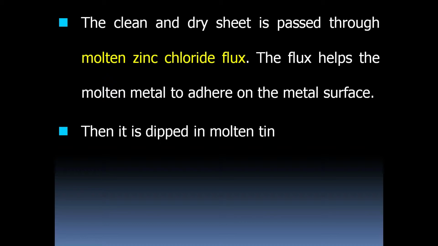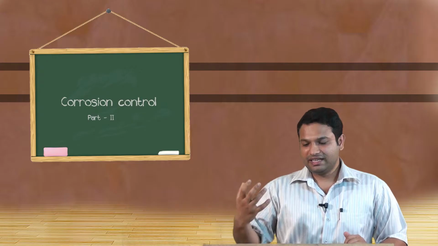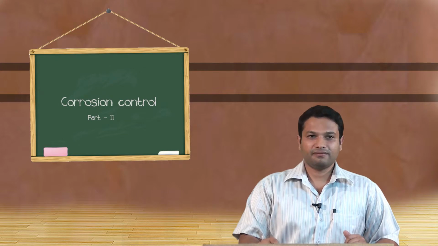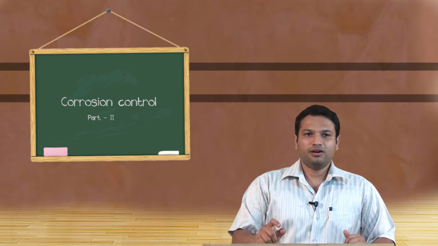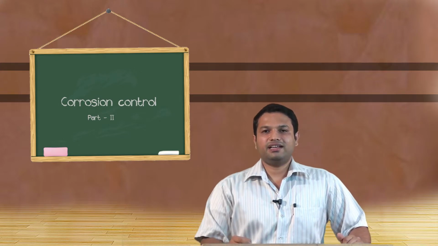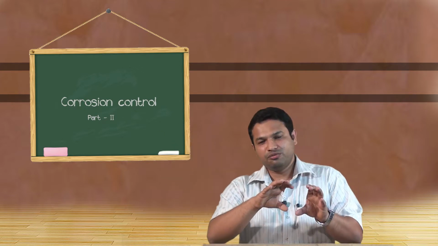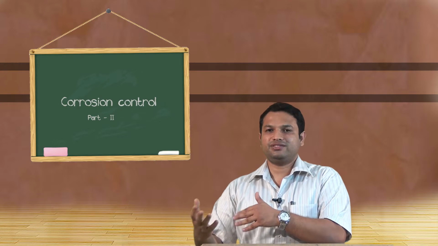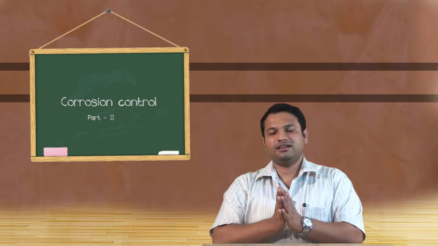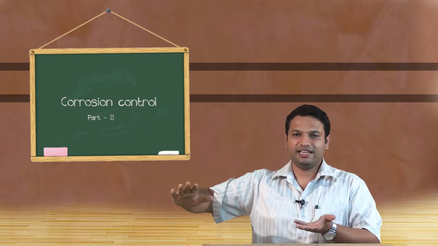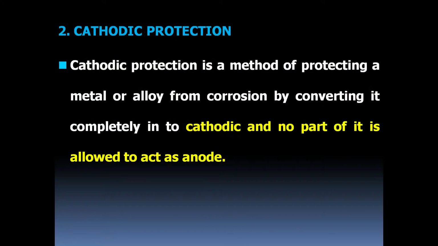So zinc flux is used so that the adherence of the tin is better. Next we pass on the molten tin, and the molten tin will adhere on the surface of the iron, and then you go through the rollers so that excess tin is dropped out, and you get a sample which is coated with the tin, and that can be used for daily life.